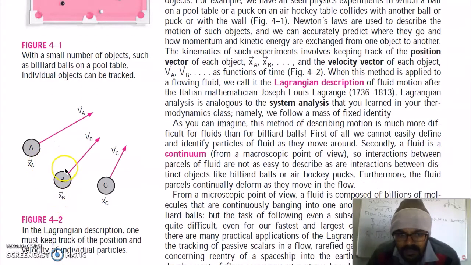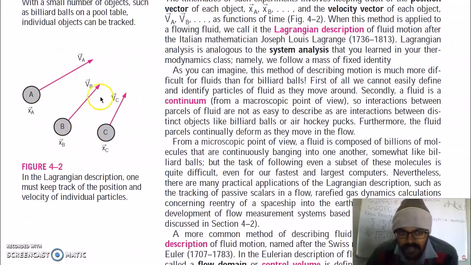So in the Lagrangian description, one must keep track of the position of A, B, C and the velocity of these particles as a function of time. When this method is applied to a flowing fluid, we call it the Lagrangian description of fluid motion, after the Italian mathematician. Lagrangian analysis is analogous to the system analysis that you learned in your thermodynamics class, namely we follow a mass of fixed identity.